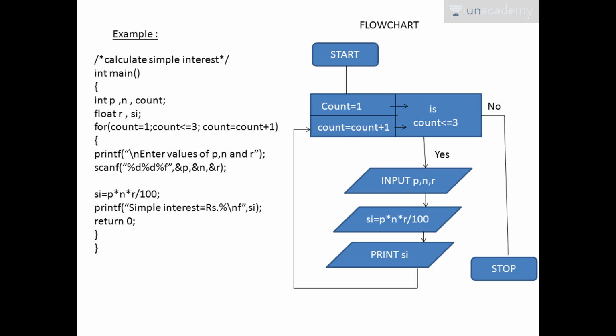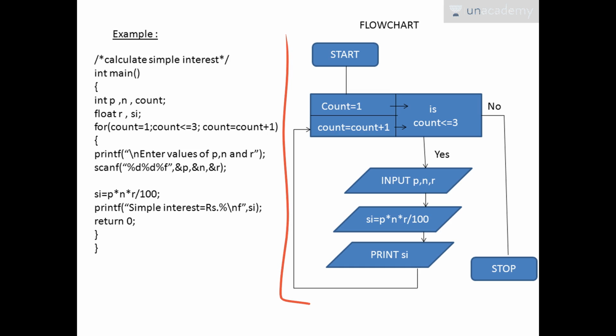Here is a simple example. This is the main, and here we initialize. Here is the same example that we considered for the while loop. We take count equal to 1, then put a condition: count less than or equal to 3, then increment. While this is less than or equal to 3, print the values of P and R, then print simple interest, and then come back for counting again. This helps in minimizing the number of statements as well.